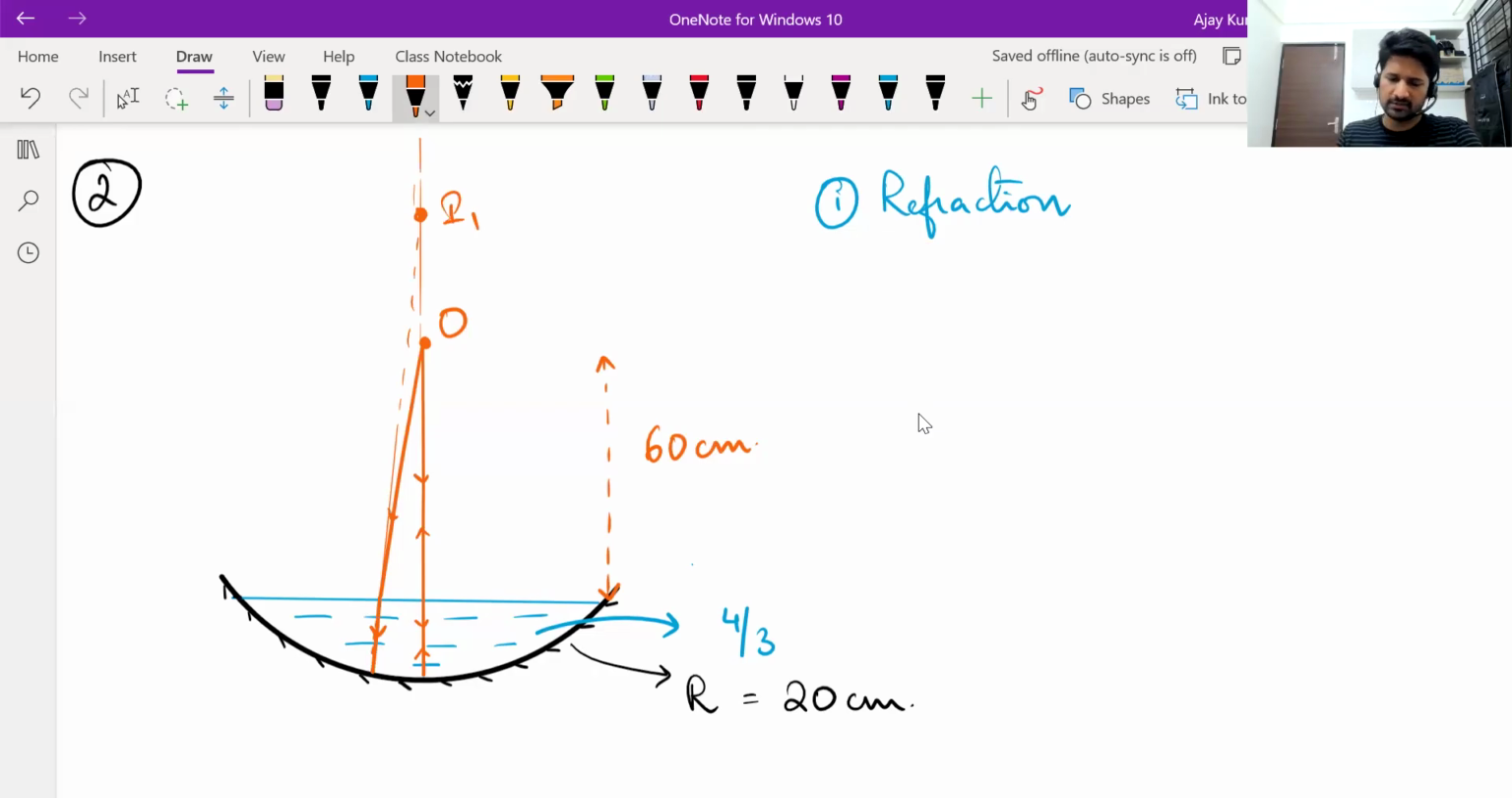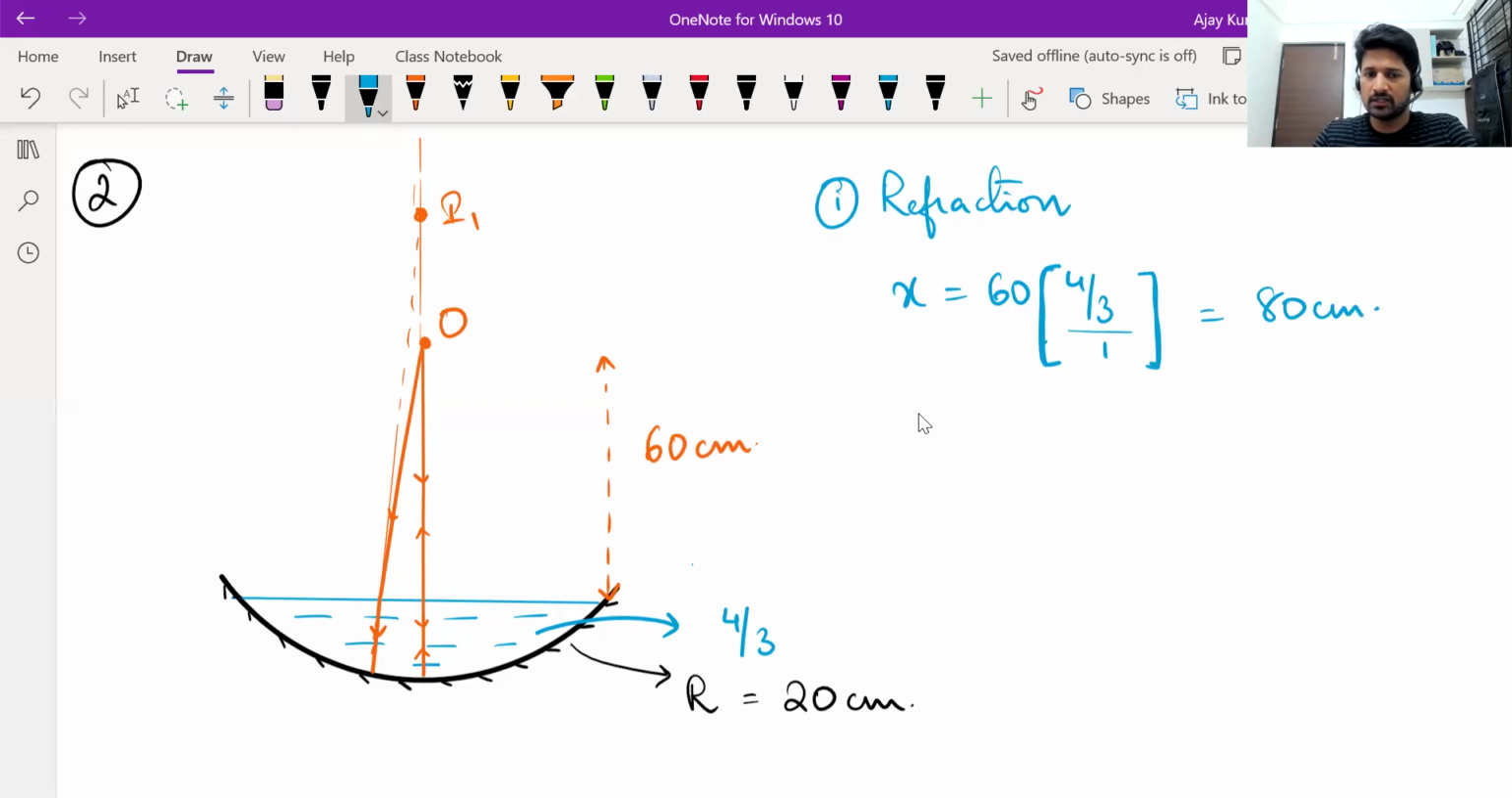Since the water surface is a flat refracting surface, you can use the apparent height formula. Apparent height is equal to actual height into mu2 by mu1. Mu2 is 4/3 divided by 1, because first light enters from air into water. So water will be mu2, air will be mu1. This becomes 80 centimeters, correct? So light after entering into the water appears as if it is coming from I1, which is at a height of 80 centimeters above the water surface. So I1 now behaves as the object for the mirror, concave mirror.